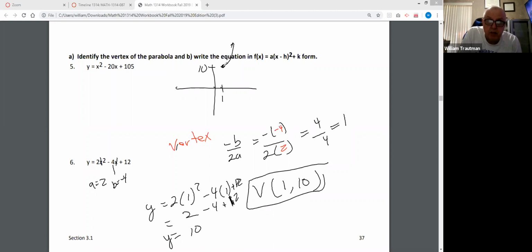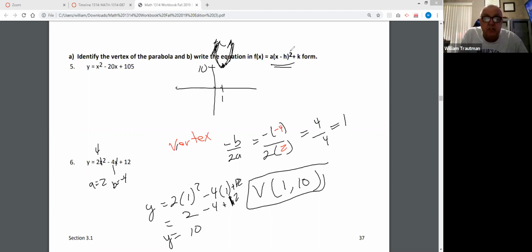And there's the graph. Now, there's a 2 in front of the x squared, which means it stretches up. This graph is a little skinnier than a normal one. But that's it. You have to understand this graph. That 1, 10 is the vertex.